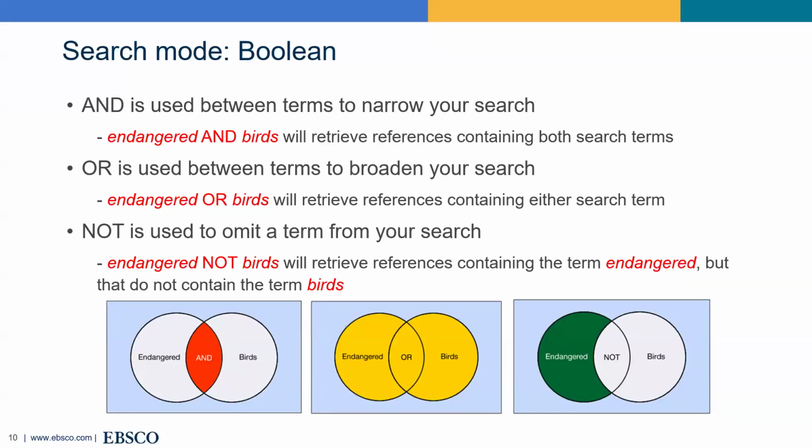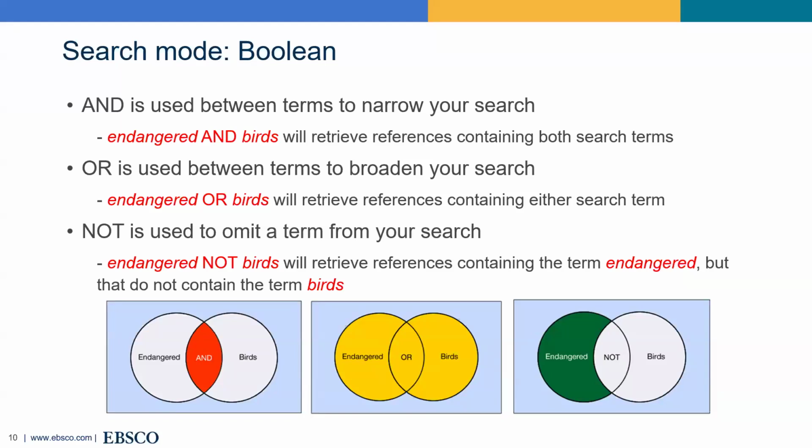This can be a little bit confusing to people who are new to Boolean searching because, of course, in our everyday language, when we use the word and, it's an expander. We're talking about more things. But when it comes to Boolean searching, when we use and, it narrows our search.